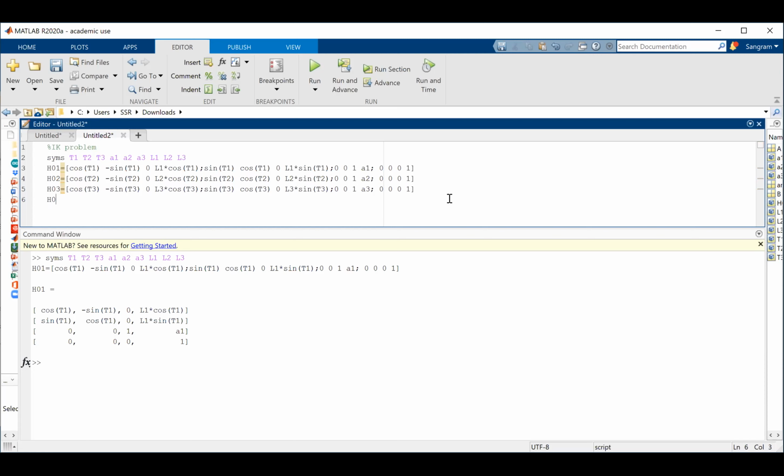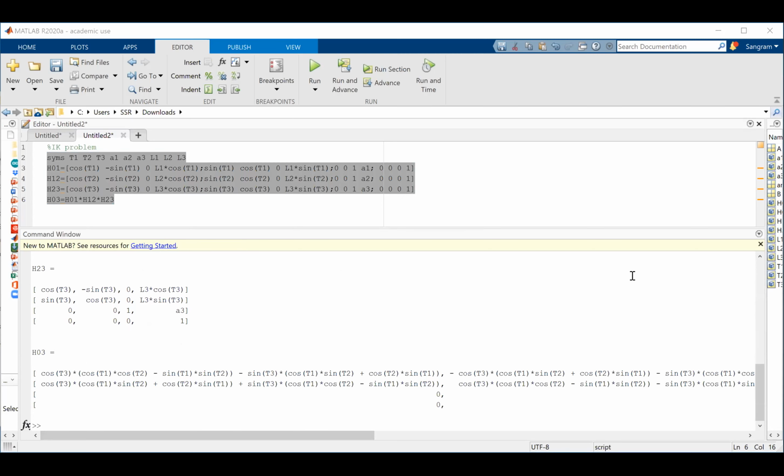So H0, actually I made a mistake. This should be 1, 2, and this should be 2, 3. Nobody caught it? I'm surprised. H03 is equal to H01 multiplied by H12 multiplied by H23. Everyone with me so far? And I am going to run this code.